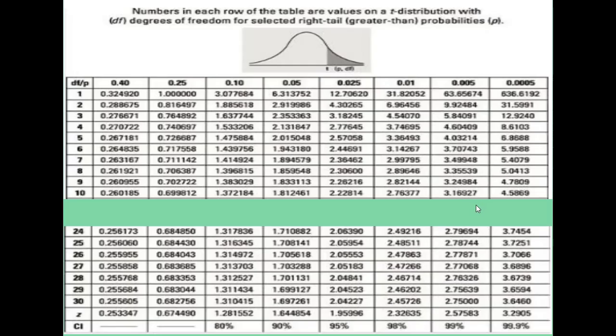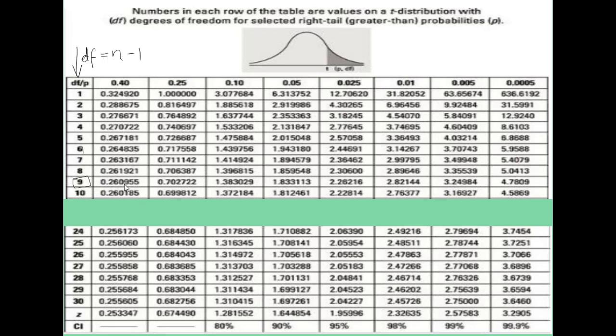Okay, so this is a t-distribution. This is how the t-distribution looks. To use a t-distribution, you need to calculate degrees of freedom, right? And in order to do that, the formula is degrees of freedom equals n, the sample size, minus 1. That will give you the degrees of freedom. So after you have the degrees of freedom, let's say your sample size is 10. That means your degrees of freedom are 9. So you'll be dealing with this row, okay?